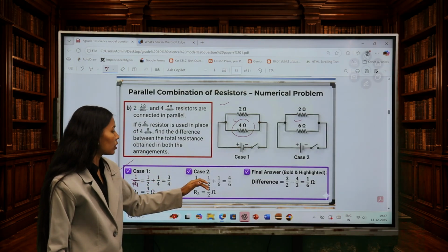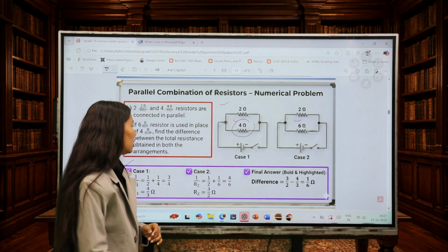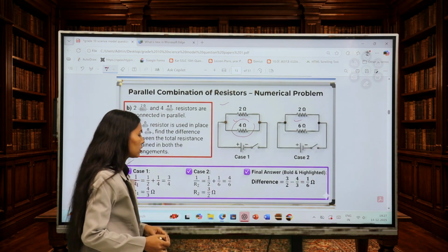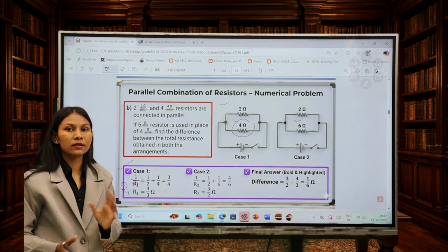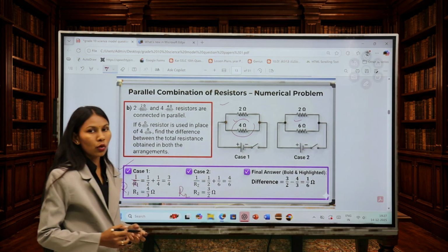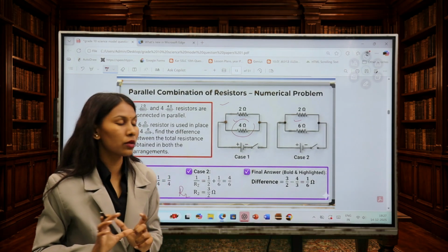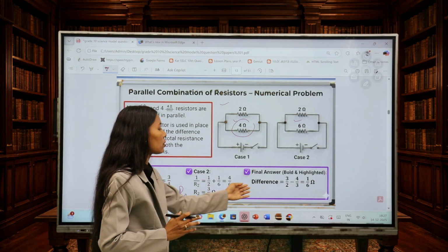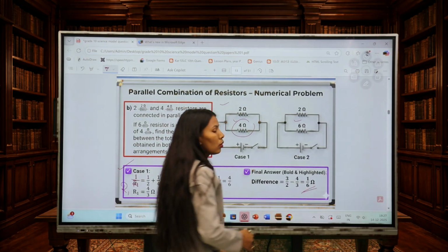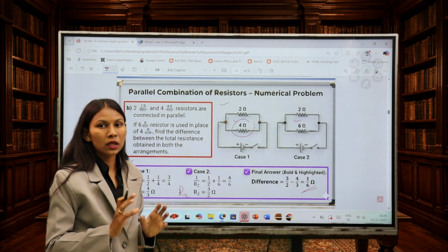So let's go to case 2. 1 by R2 is equal to 1 by 2 plus 1 by 6. Here the total will be 4 by 6 for parallel. If we take the reciprocal of that, for R2 it will be 3 by 2 ohms. If we subtract these two from each other, as you can see, the difference will be 1 by 6 ohms. So this is the difference between both the arrangements.